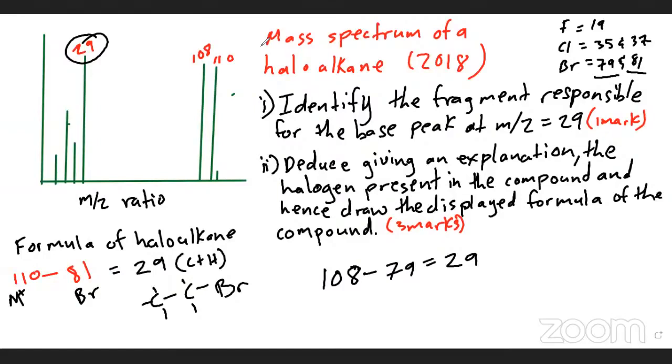Right. So that is haloalkane. Yes, they are isotopes, so that is why the structure would not change. So it's just that one atom is heavier.